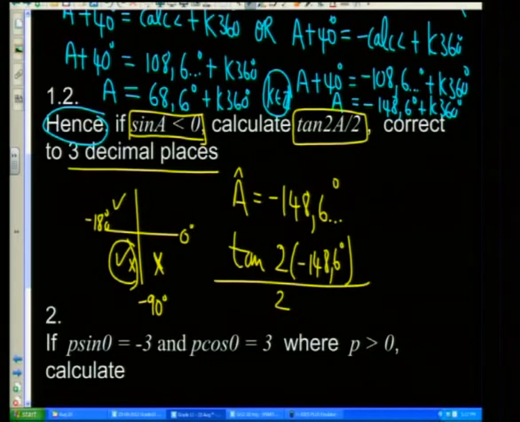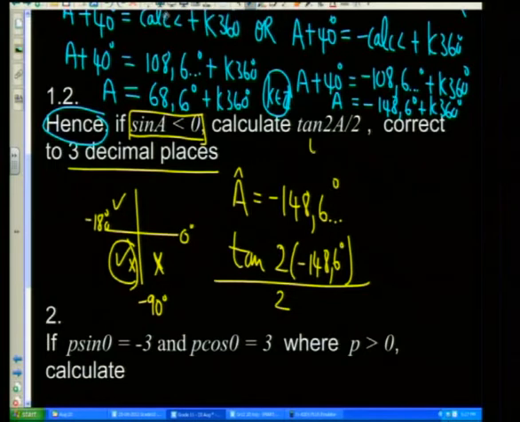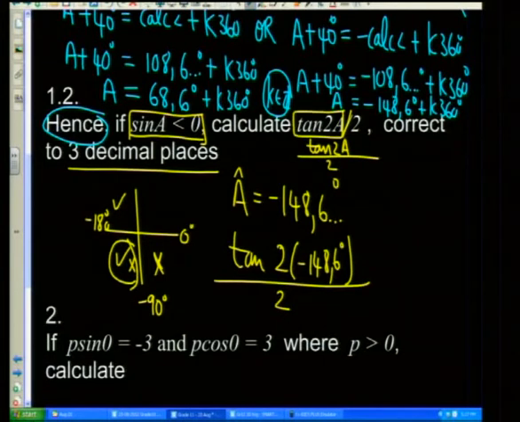This is actually written incorrectly. We should actually have a tan 2A that we're dividing by 2. So this division here is the whole of this tan there. Okay, so our A is that.